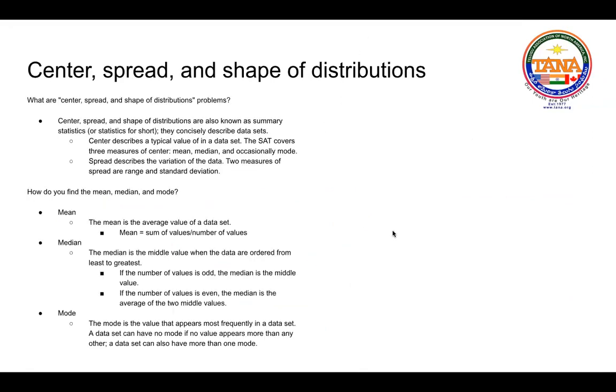All right. So center, spread, and shape of distributions. So what are center, spread, and shape of distributions problems? Center, spread, and shape of distributions are also known as summary statistics, or just statistics for short, and they concisely describe data sets. So center describes the typical value in a data set. The SAT covers 3 measures of center, which are mean, median, and sometimes mode.